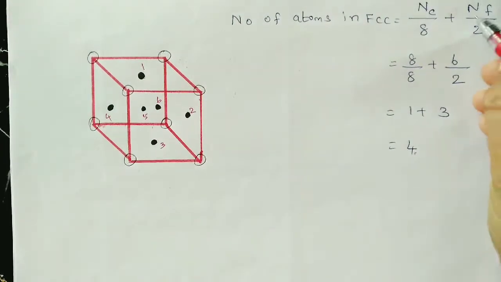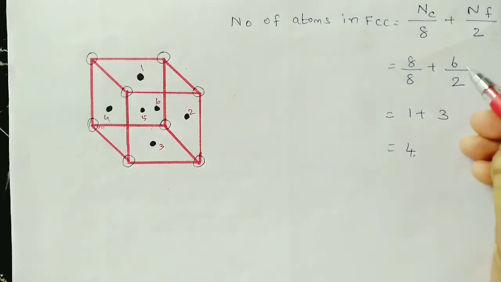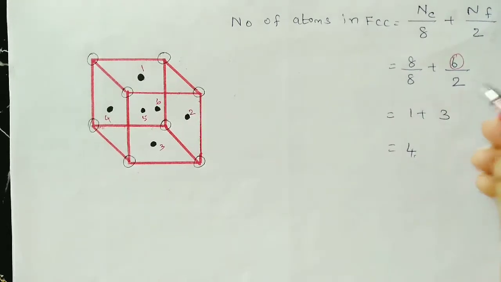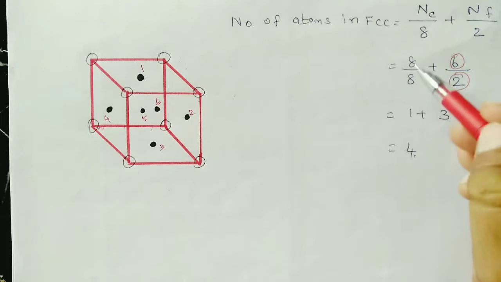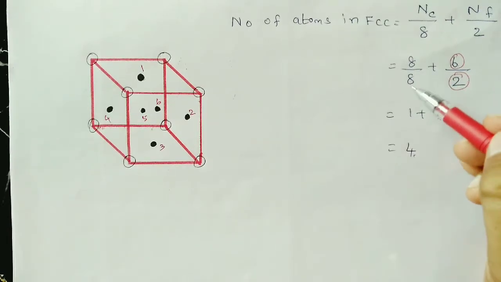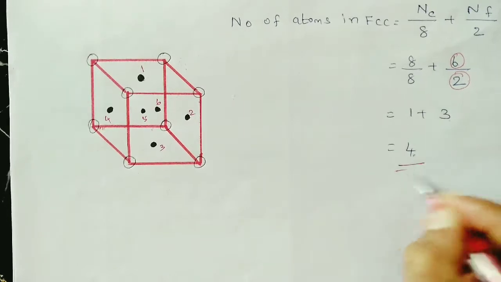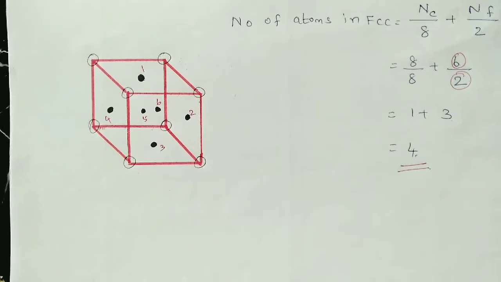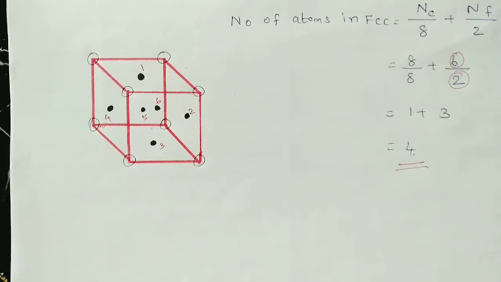So NF divided by 2: the number of atoms in the faces is 6, and they are shared by 2 unit cells. So 6 divided by 2, we get 3. Here also we already know that 8 divided by 8 for corner atoms is 1. 1 plus 3 is 4. So 4 is the number of atoms per unit cell of face centered cubic.